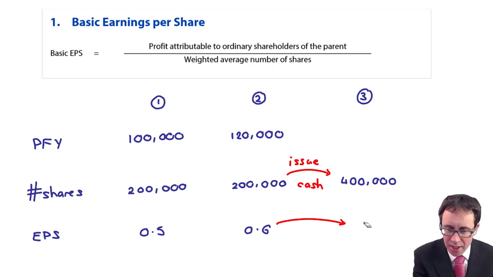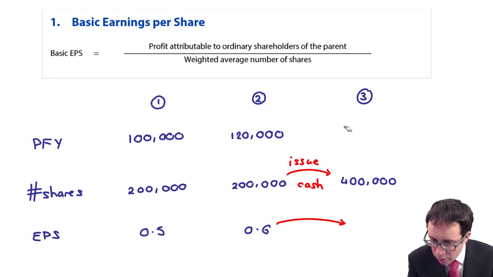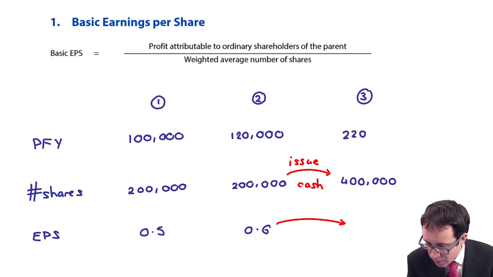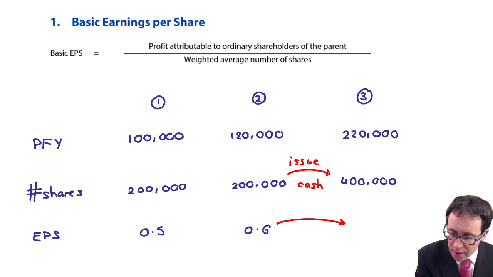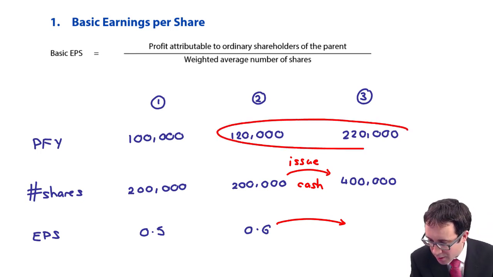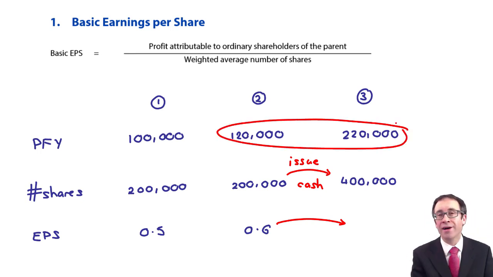Let's just say that the profits went up to 220,000. On the face of it, that looks good, doesn't it? You've got there an increase in your profits. They've nearly doubled, haven't they? Everybody would be really, really happy. Fantastic. Well done. Big pat on the back.